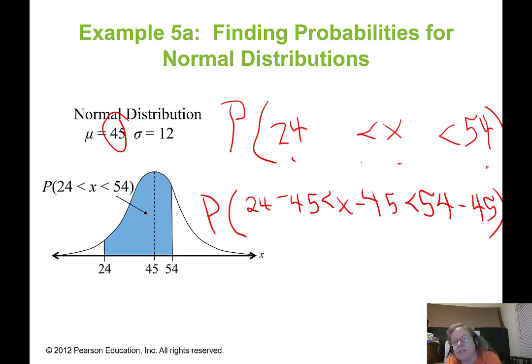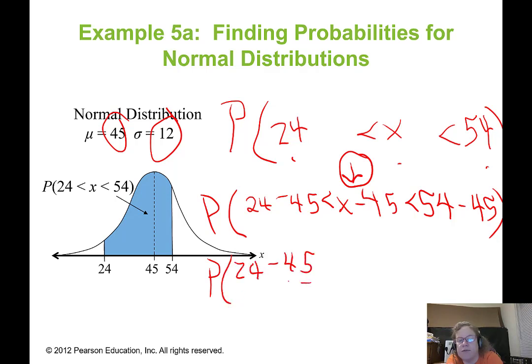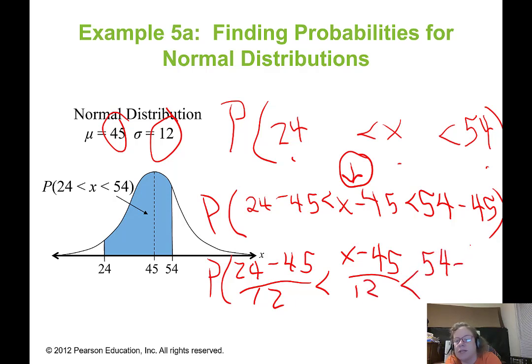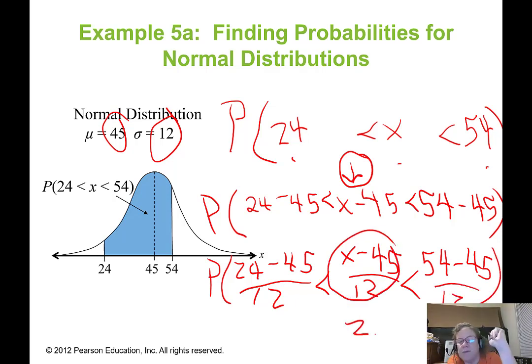And the whole idea here is I'm trying to build z right here in the middle. So now I'm going to divide by that 12. So the probability that 24 minus 45 divided by 12 is less than x minus 45 divided by 12 is less than 54 minus 45 divided by 12. All right, well, I've built z here, so that just becomes z.